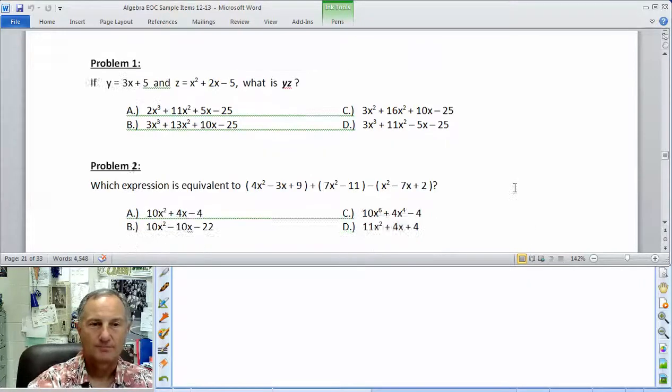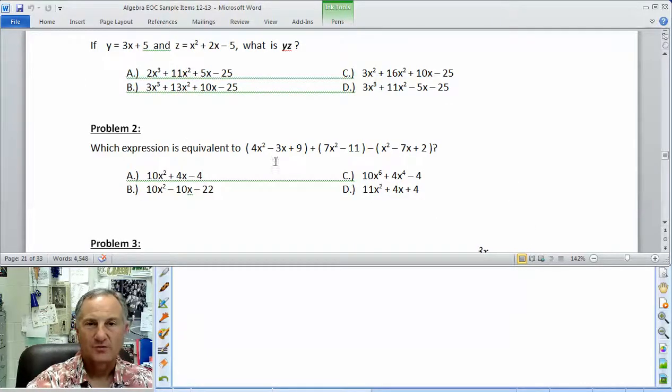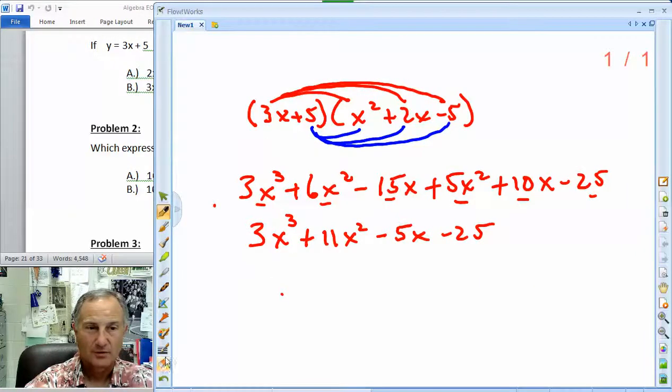Move right along. Which expression is equivalent to this? We're just going to combine like terms here. It's pretty much what I just did to finish this problem. Your issue is going to be the minus sign right here. We have to distribute this out. So let me show you what that's going to look like. Let's erase this here.